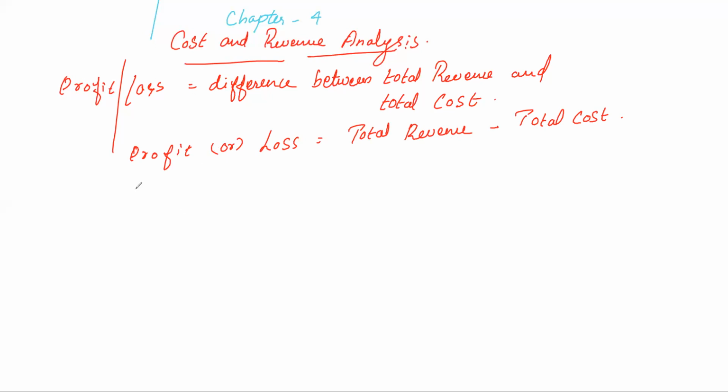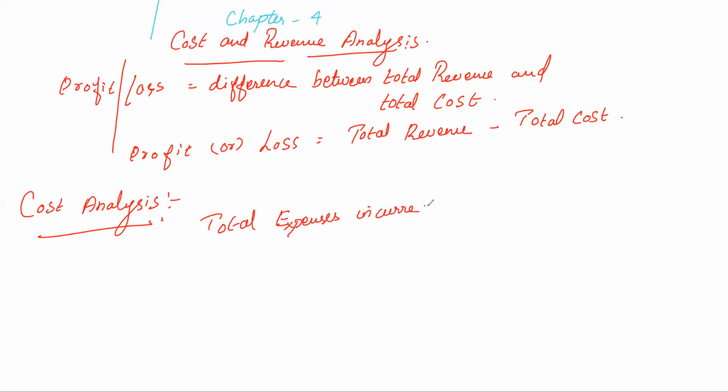Okay, so first one, cost analysis. Cost refers to the total expenses incurred in the production of a commodity. Total expenses incurred in the production of a commodity. Okay.